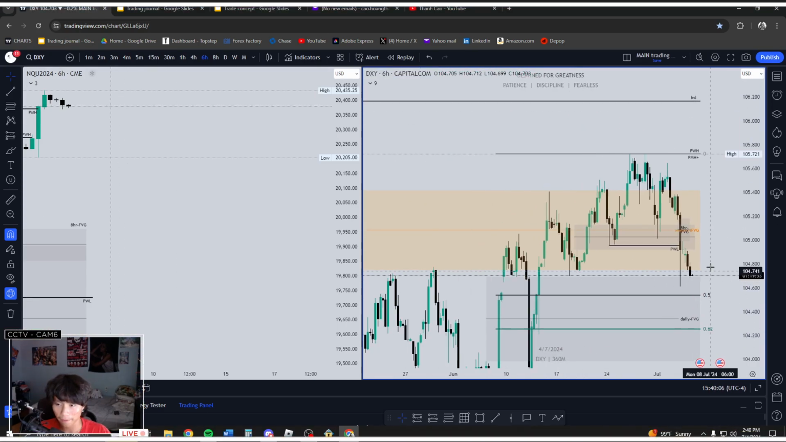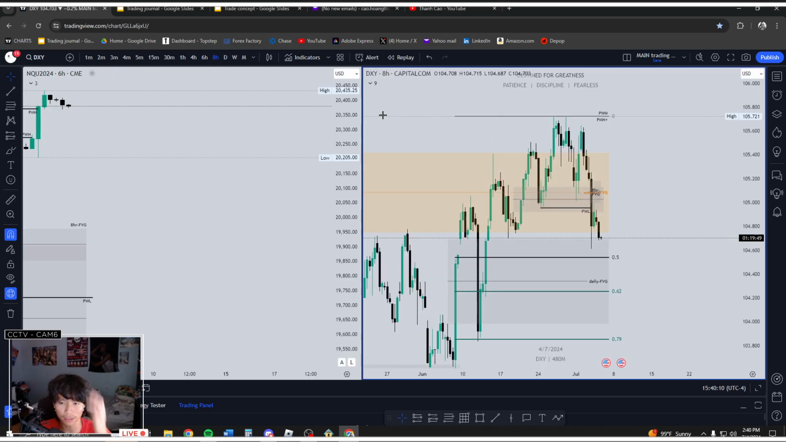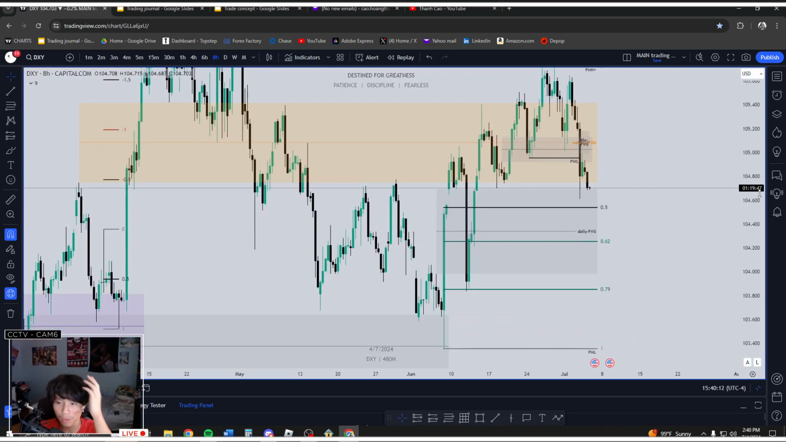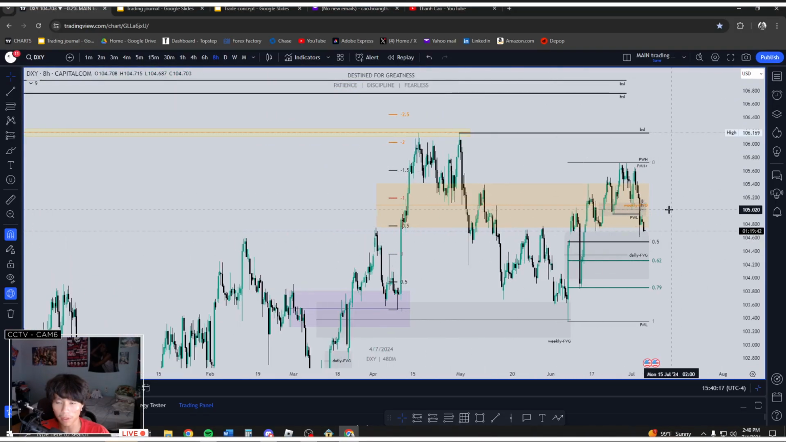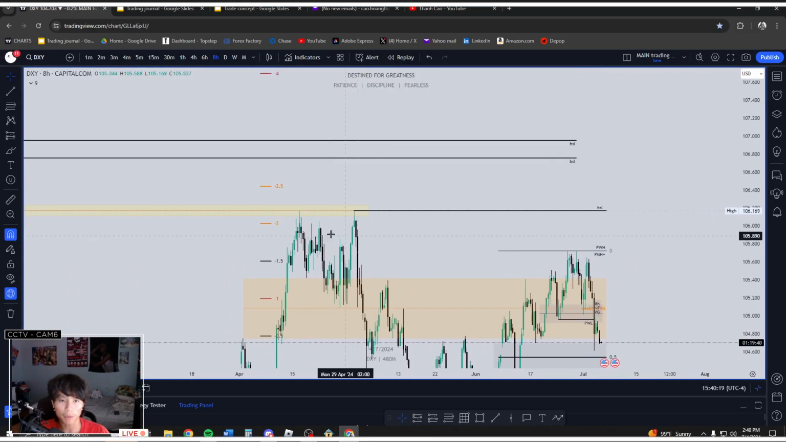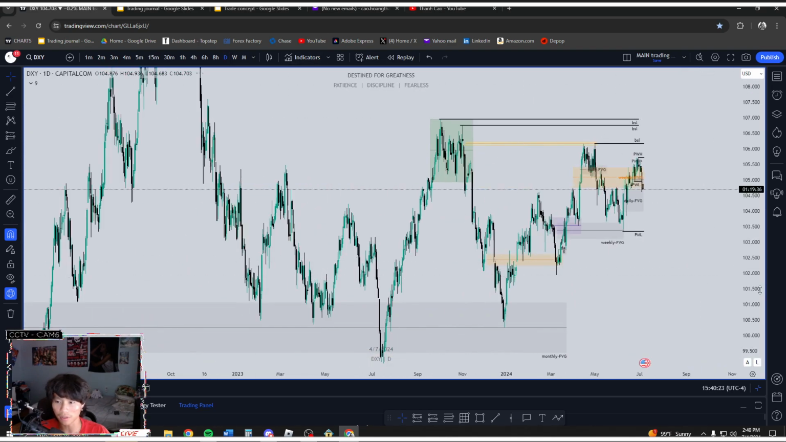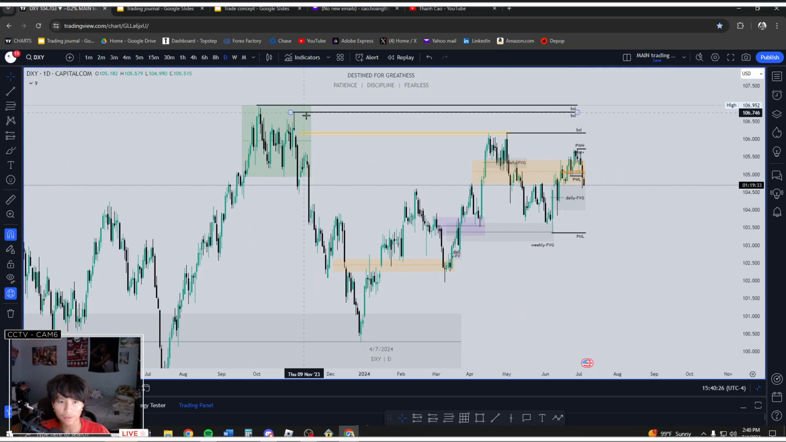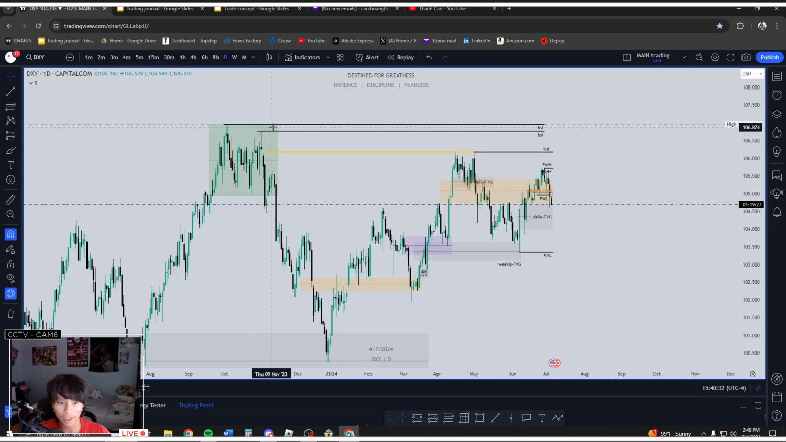Long term on the dollar as of right now, I do want to see higher prices and complete this market maker buy model almost. Just based on this daily time frame here, we have this original consolidation. We had a smart money reversal at a monthly fair value gap, and I do want to see this original consolidation's buy side levels here get taken.